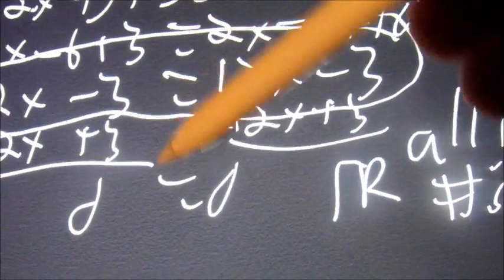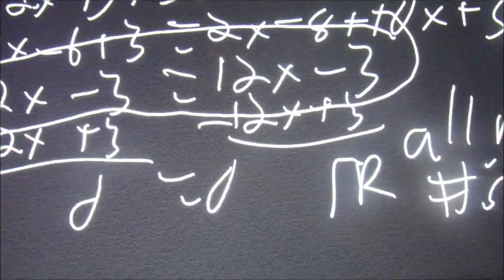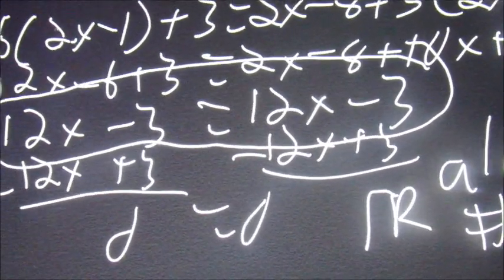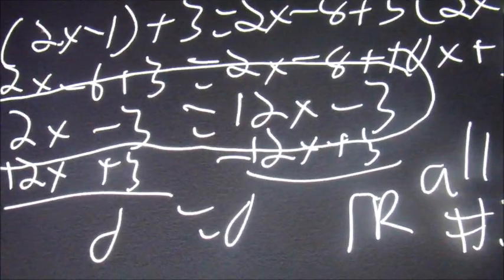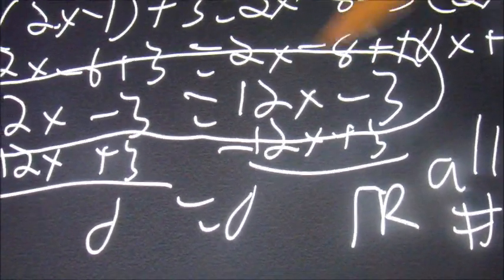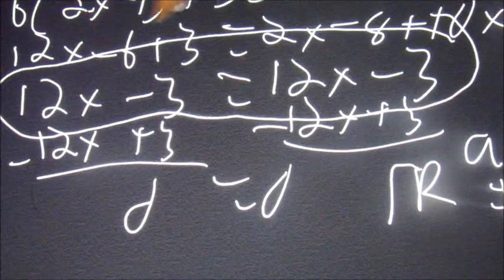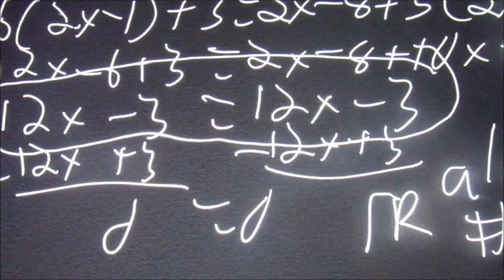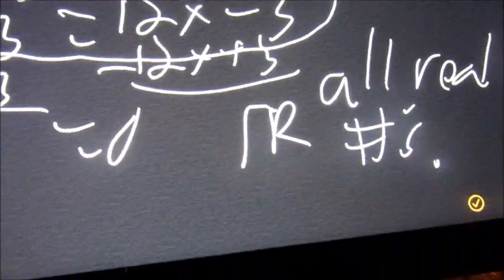Sometimes when people do that, they just put that the answer is 0. 0 is a correct solution, but it's not all of the correct solutions. So once you get to this point where you have the same x's on both sides and the same numbers on both sides, go ahead and stop and put all real numbers. Okay, so there was that type of special one.